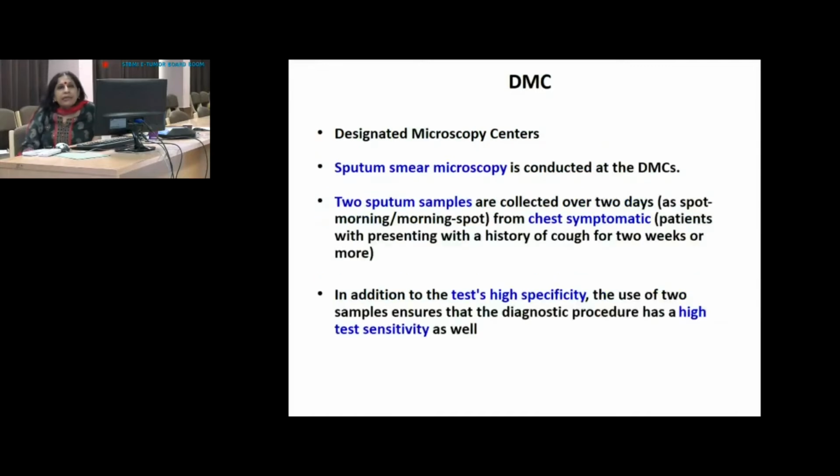Then there are some designated microscopy centers. For every 50,000 population, there will be one DMC. Sputum smear microscopy is conducted here. 2 sputum samples are collected. Earlier it used to be 3, now just 2. One a spot sample. Whenever the patient comes, they can give one spot sample, and one is a morning sample when the patient coughs out the first morning sputum properly and brings it to the DMC for smear, for microscopy.